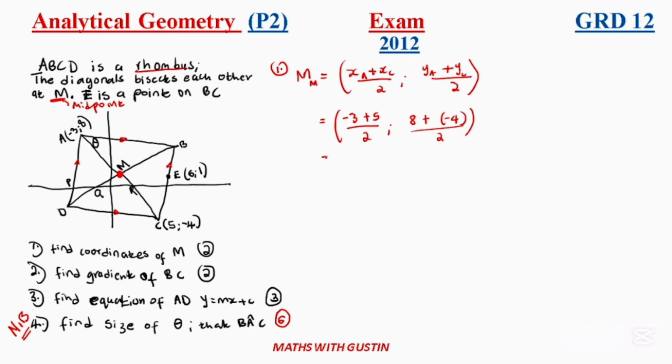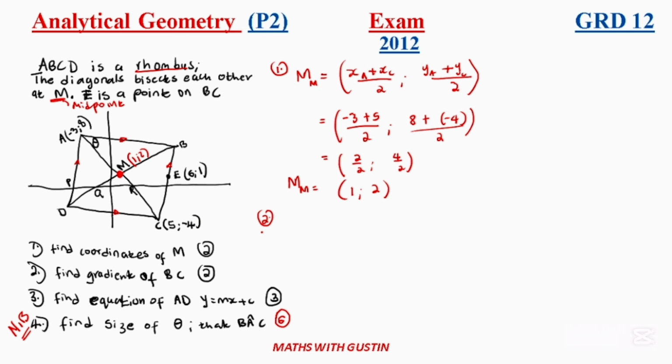So now in this case, we're going to simplify further. -3 plus 5 will give us 2 over 2. Here we're going to have 8 minus 4, which is 4 over 2. So therefore the coordinates at point M are given by (1; 2), which kind of makes sense. Okay, great stuff. That's just a simple plug into your formula and then following the steps thereof.